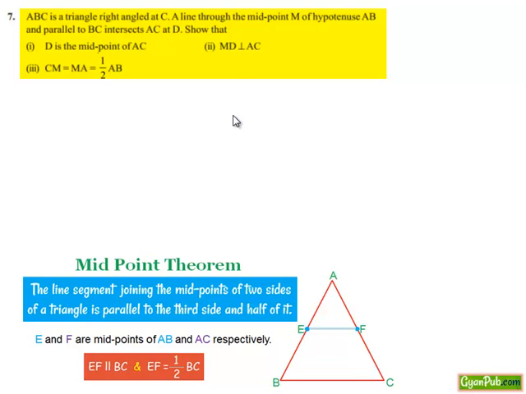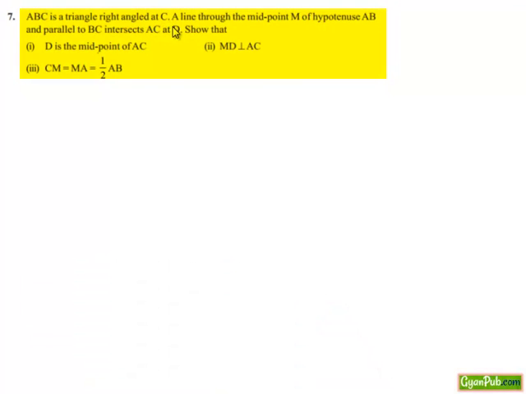Moving on to 7th problem. ABC is a right angle triangle at C. A line through the midpoint M of a hypotenuse AB and parallel to BC intersects AC at D. Show that first one, D is midpoint of AC. Second thing, MD is perpendicular to AC. And third thing, CM is equal to MA is equal to half AB. Now moving on to the solution.